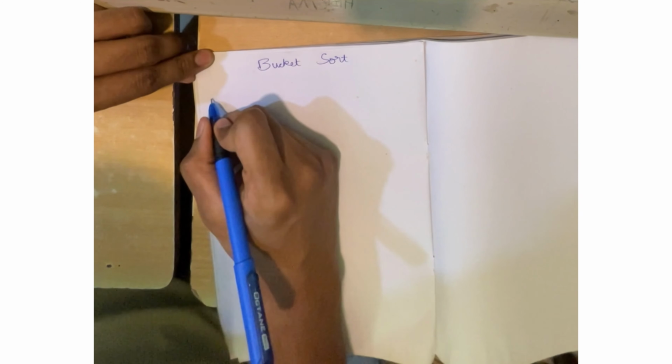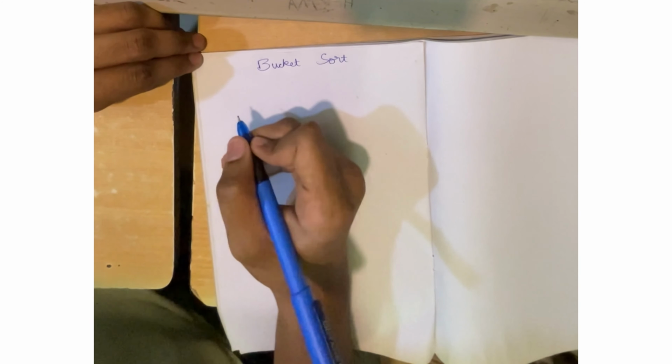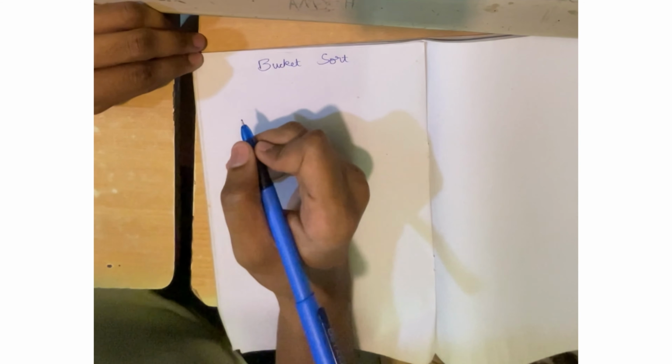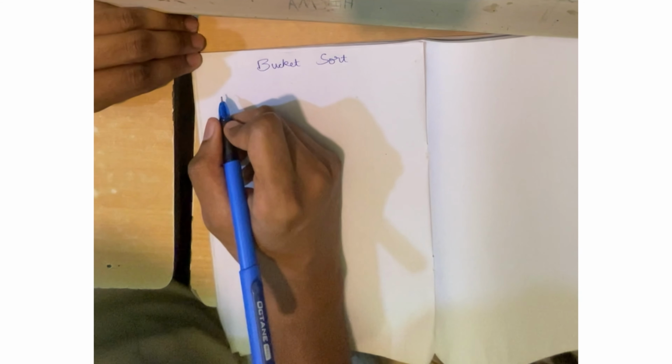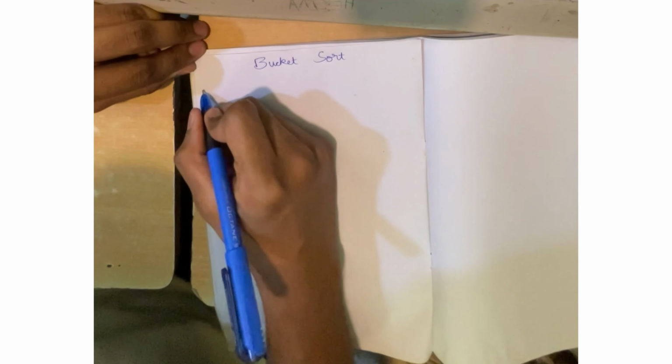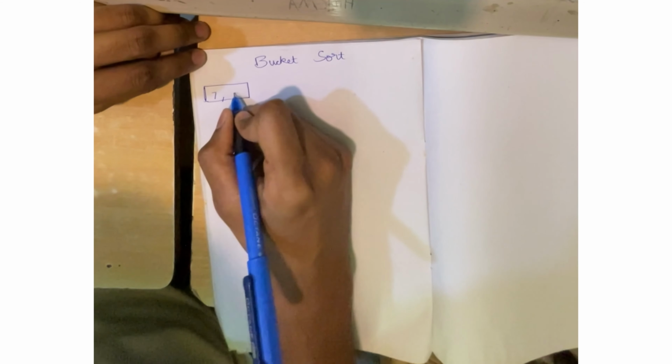Bucket sort is an algorithm used to sort a collection of elements, provided we know the range in which these elements will occur. Let's see the steps taken by bucket sort using an example. I'm going to consider a sequence of tuples, a few pairs of elements like this.